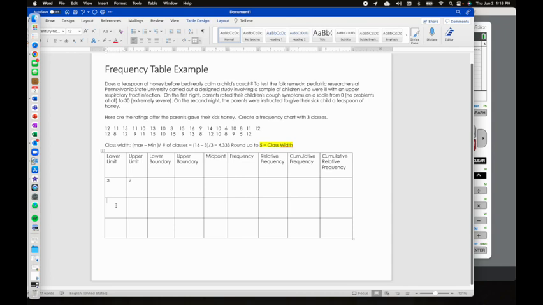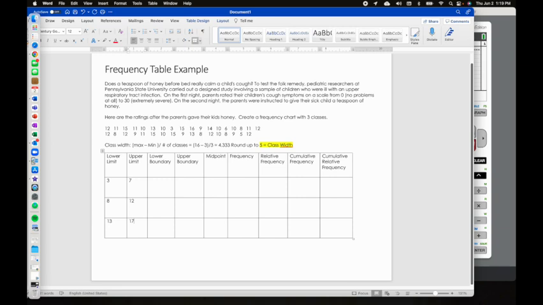Now, I want to make sure that the lower limit of my next class starts at the next whole number. So we're going to start from 8. Again, because we want 5 numbers on this interval, 8 is going to be one of the numbers, plus I want 4 more. So it's going to go from 8 to 12. And then I start at the next whole number down here, 13, and I add 4 more to get 17.